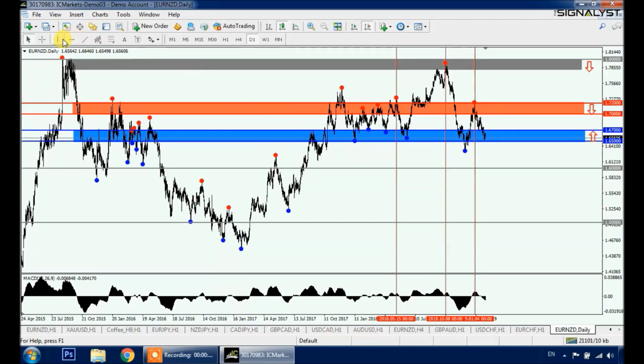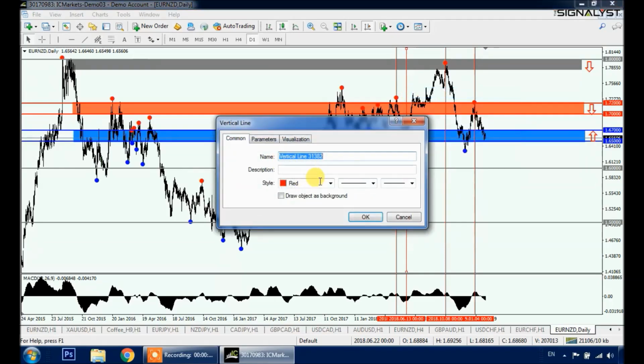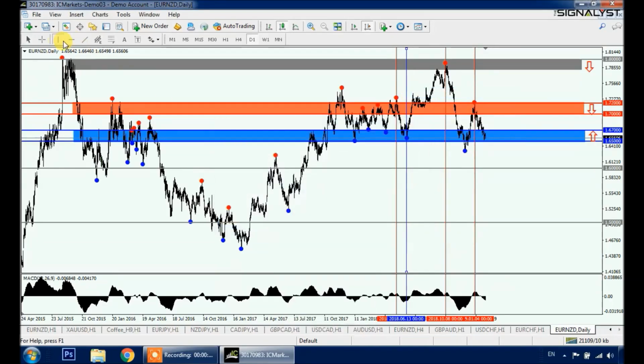And we'll be looking for long opportunities, buy opportunities around here on this retest and this one, because this zone is already drawn from those dots and those 2 dots.